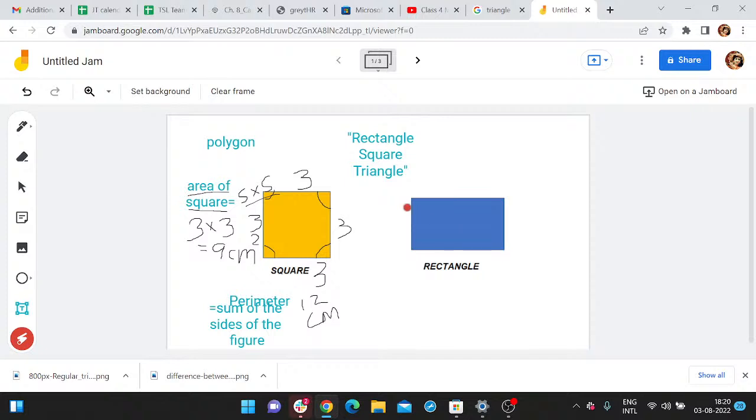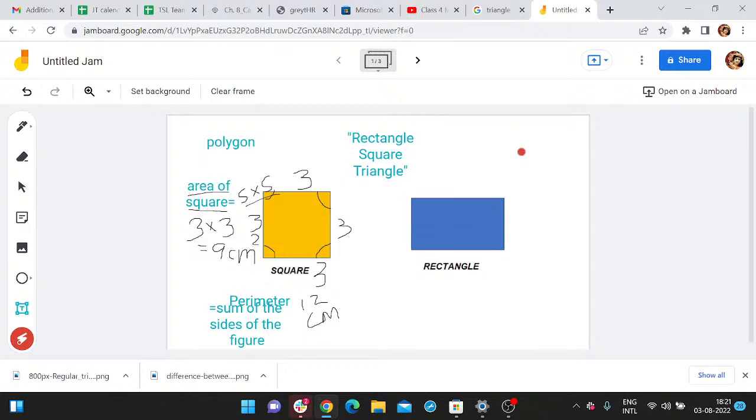So the very first property is that it has the opposite sides in equal length. Here we need to be very careful: not every side is equal, only the opposite sides are equal in length. If you take a ruler and measure this side and this side, they're going to measure the same. And if you measure this side and this side, they are going to come out the same. But if you measure the longer one and the shorter one, of course these are not going to be the same.